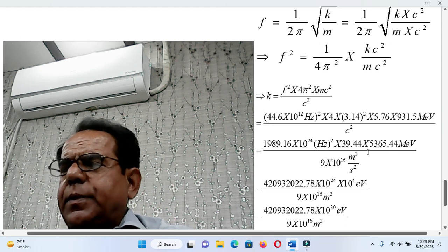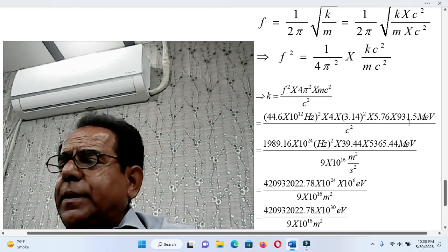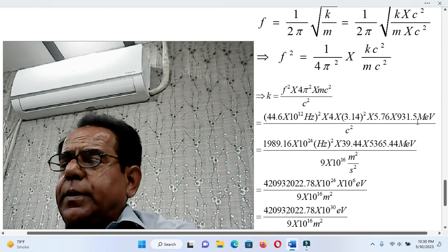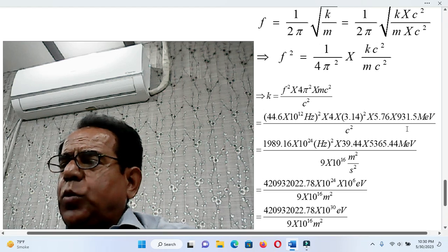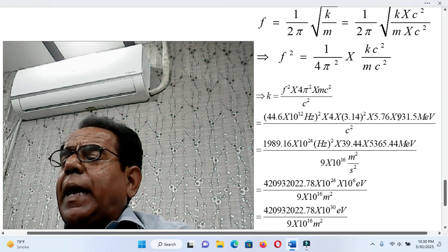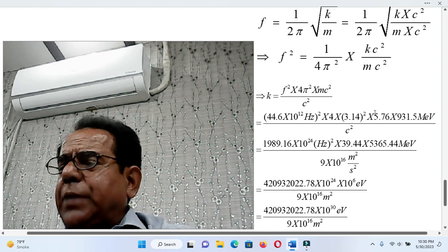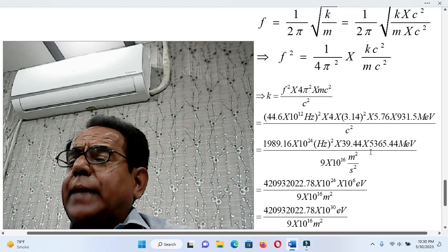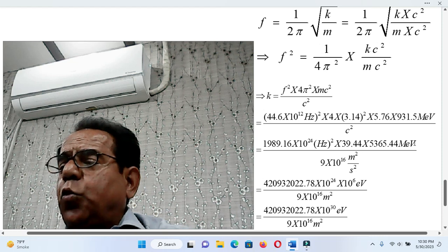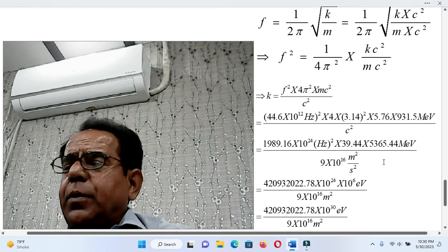Yes, quite actually we have multiplied this 5.76 with 931.5. Quite simple, quite simple. Okay, because if we assume this 931 as approximately equal to 1000, then this result will become 5000 about. Okay, and its exact value is 5364.44 million electron volt over c square.